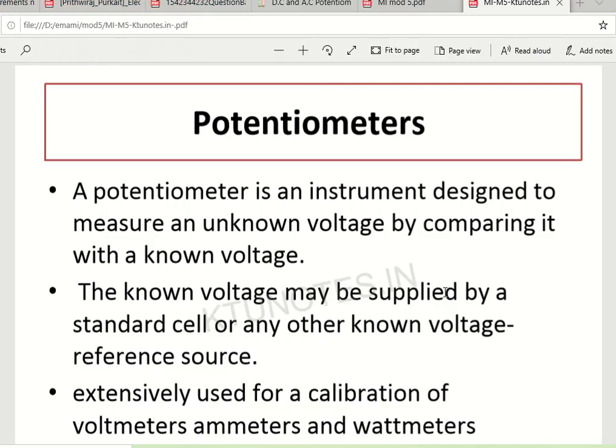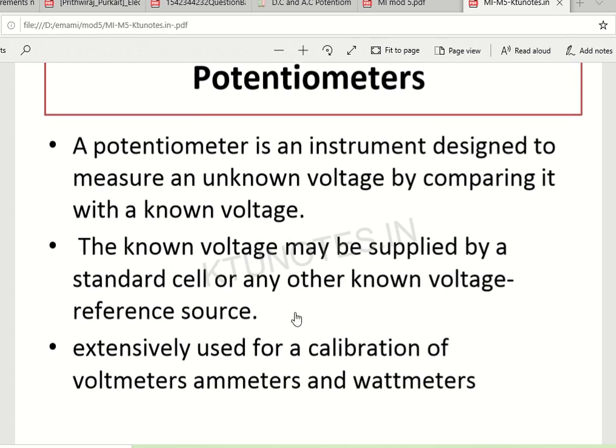The known voltage may be supplied by a standard cell or any other non-voltage reference source. That is, the standard voltage we are setting using a standard cell, and we are finding the unknown voltage by comparing with this known voltage. It is extensively used for the calibration of voltmeters, ammeters, wattmeters, etc.